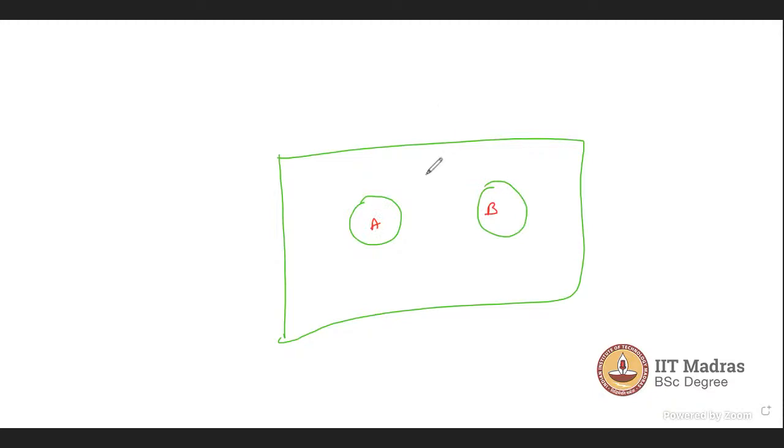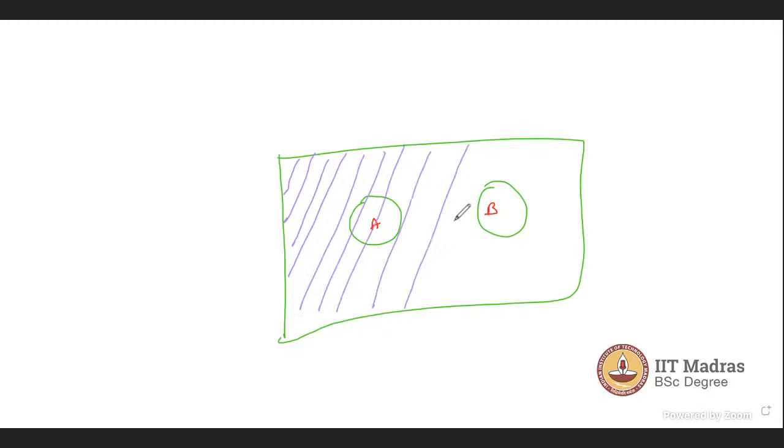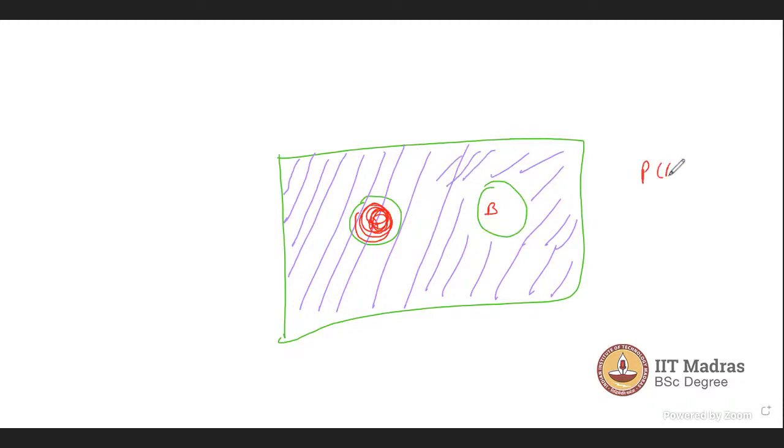What is B bar? Please shade the B, then we can understand that. This is my B bar, totally except B. And A is only this portion. You can clearly see that probability of B bar is greater than probability of A. It is possible that it may be equal. Actually, A intersection B bar means the same as A.